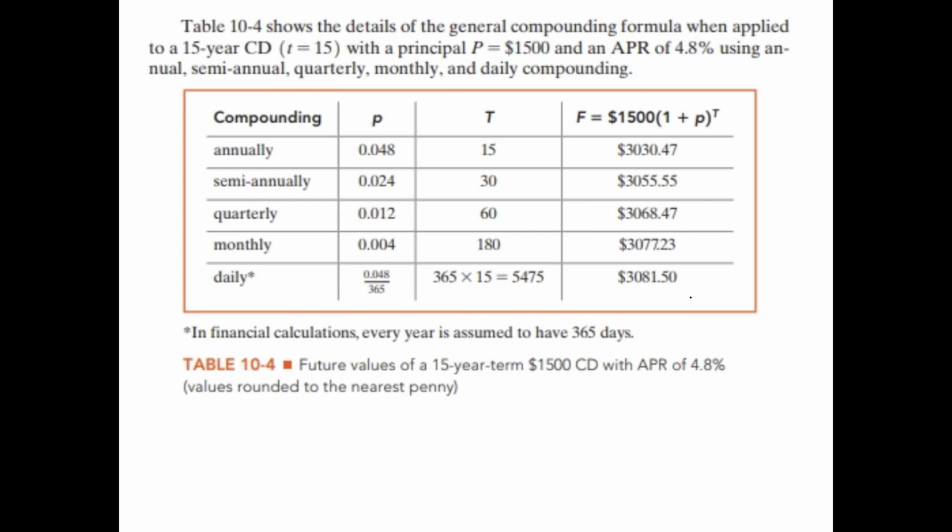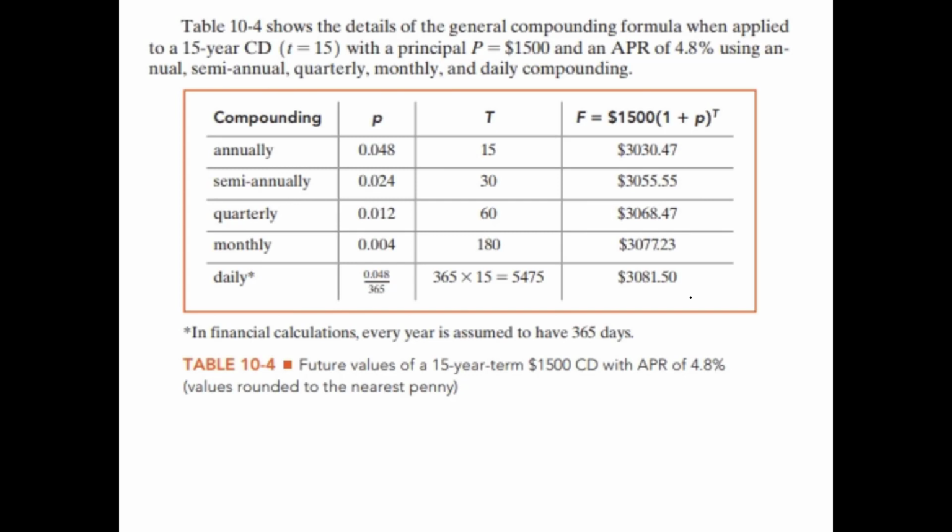So at first glance, it might seem like compounding more times per year gives you more money, and it does a little bit. But here's a table. I just copied this right out of the book because I didn't want to go through all these different calculations. So table 10.4 shows the details of the general compounding formula when applied to a 15-year CD, T equals 15, with the principal of $1,500, an APR of 4.8%, using annual, semi-annual, quarterly, monthly, and daily compoundings.